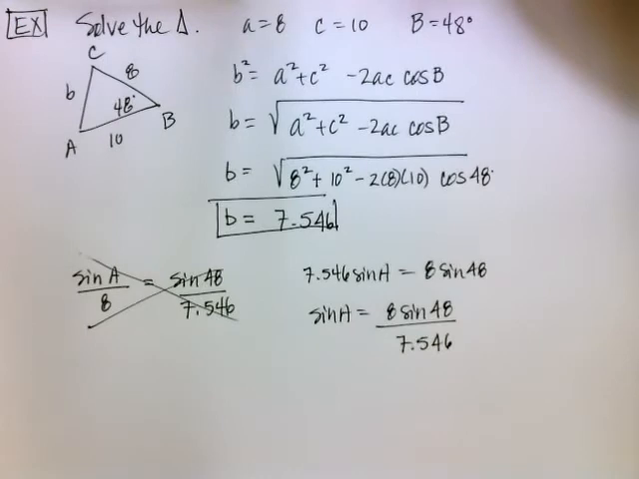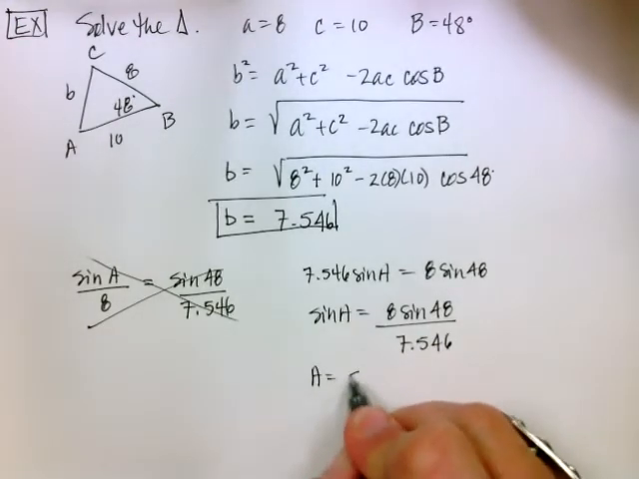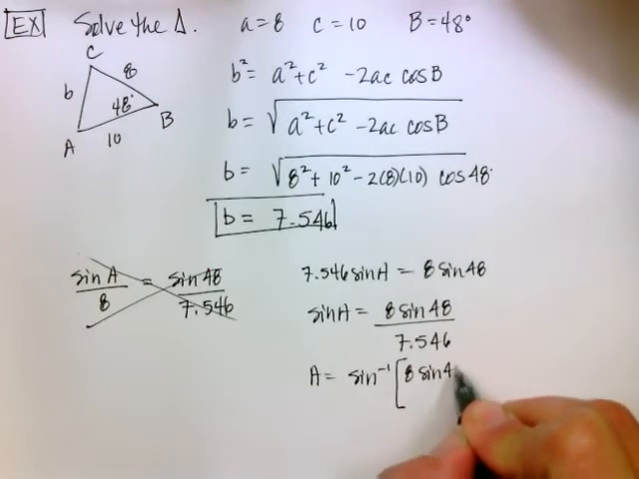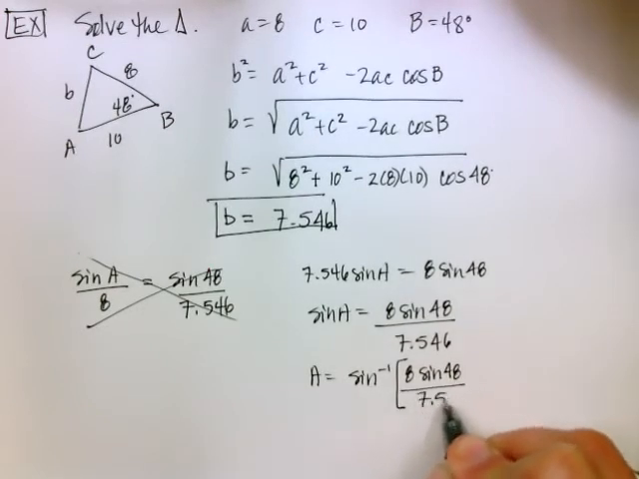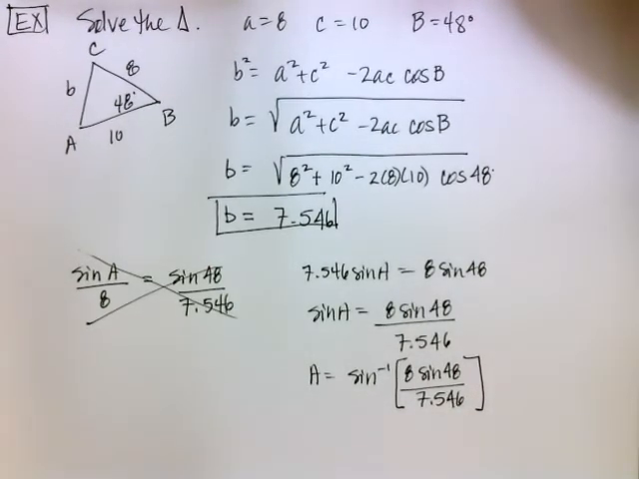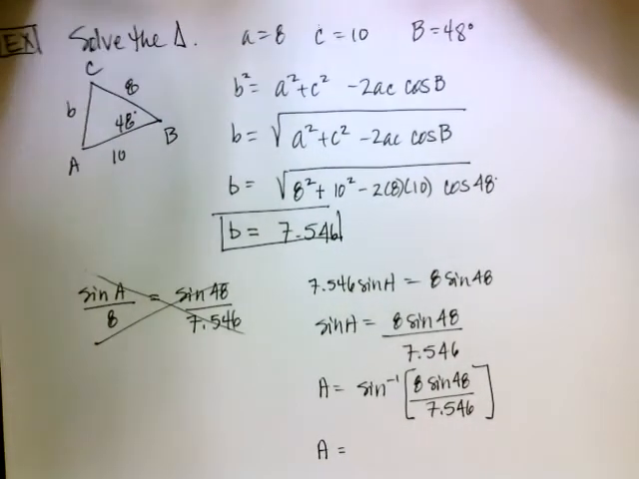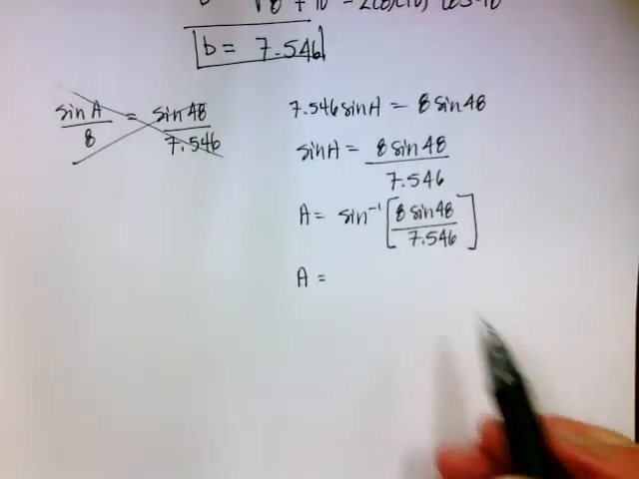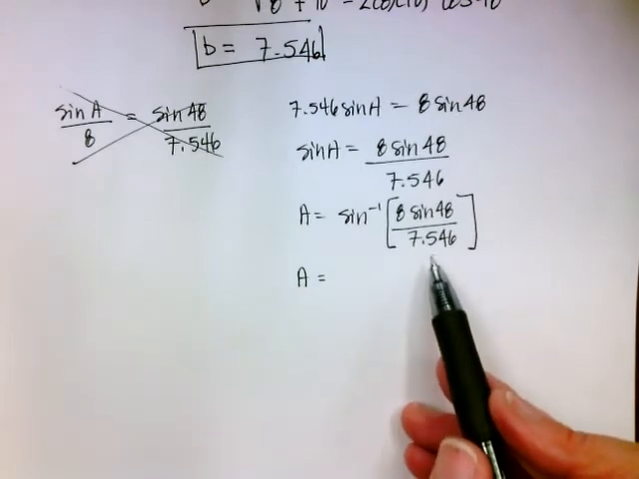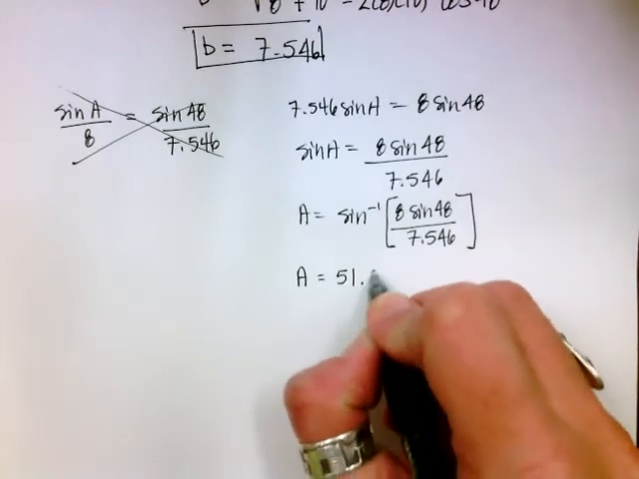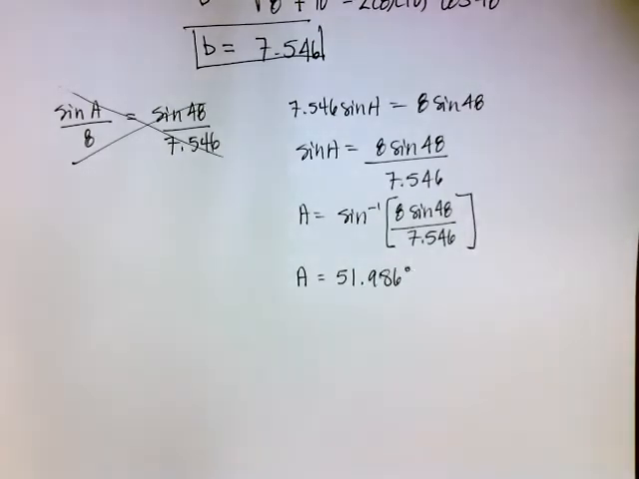And remember, I can't divide by sine, so I have to do the inverse sine. And then I'm just going to put that whole mess in my calculator. So 8 sine 48 over 7.546. Now, I can tell you, if you do this math for the law of sines and the law of cosines in a lot of little steps, you will create a significant amount of error. The best way to manage these problems is to do your calculator once and to do it at the very end. If I do that math on my grapher, I'm going to get 51.986.